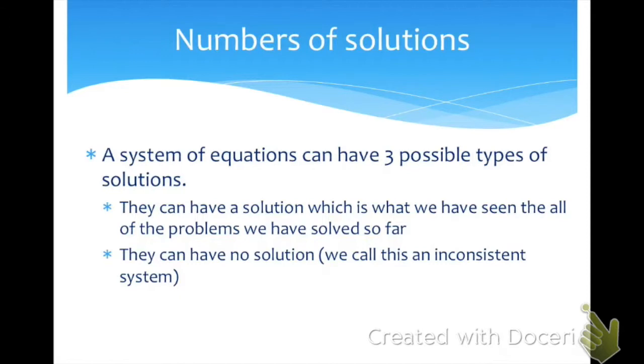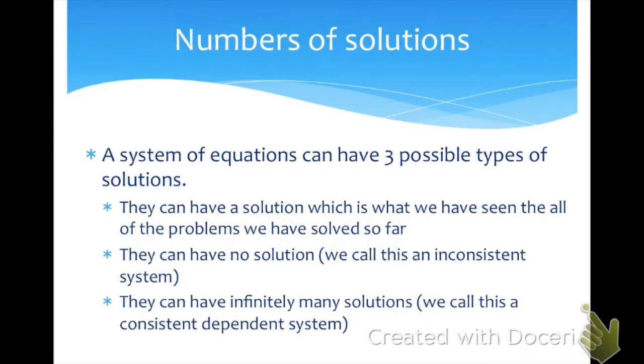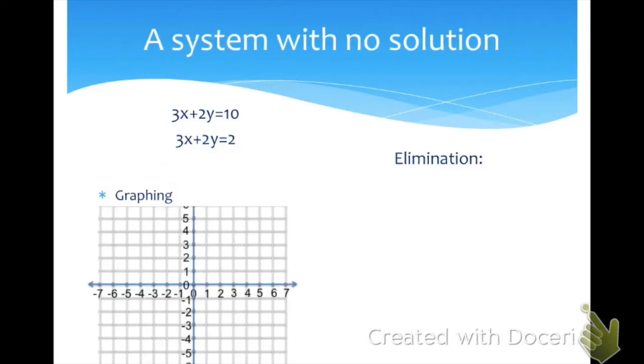Typically, we'll see what it looks like when we have no solution, but that's when your variables go away and you get something that's false. Or we could have infinitely many solutions, which we also call a consistent dependent system. That is where the lines are going to overlap. So when we solve it, we're going to get a true statement, like 2 equals 2. And that's going to tell us that we have infinitely many solutions. So let's take a look and see what those actually will look like.